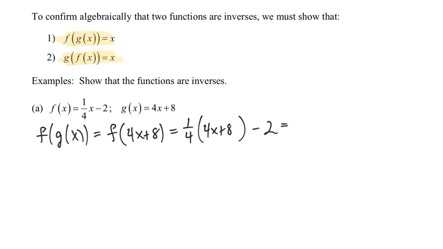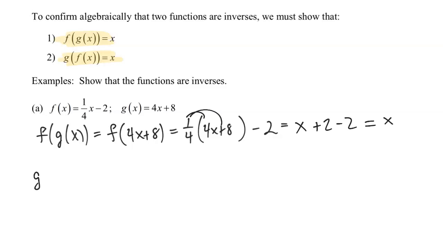And so 1/4 is going to get distributed into this parentheses. And so 1/4 times 4x is going to give me x. And 1/4 times 8 is going to give me plus 2. And then minus 2 is going to simplify to x.